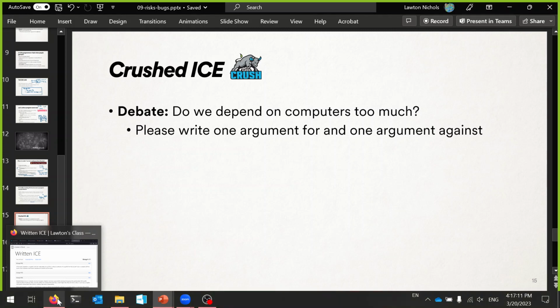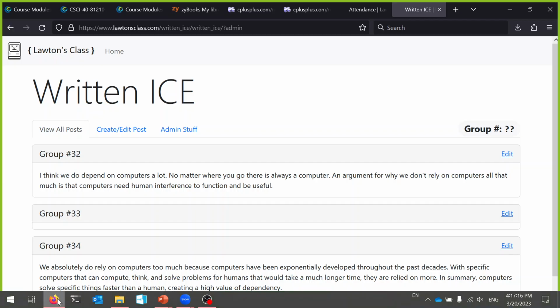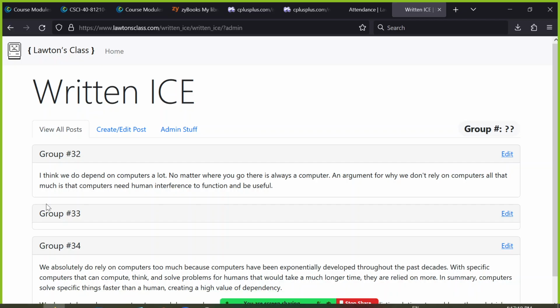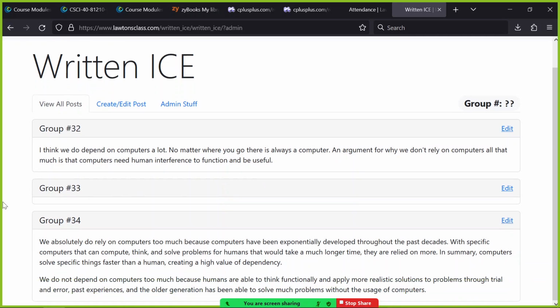All right, let's take a look. See what we're thinking. All right. Yeah. There's a computer everywhere. Maybe that's saying that if something went wrong, then we are forced to use a computer to solve our problems, and maybe if the power goes out or something, then it's a bad thing. Why we don't rely on computers. So we need human interference to function. Yeah, we need to talk to humans just to be good to ourselves.